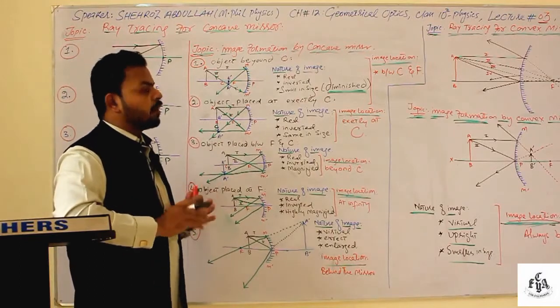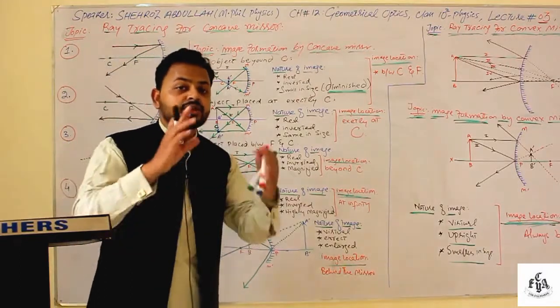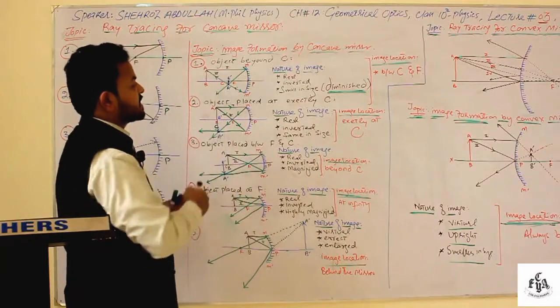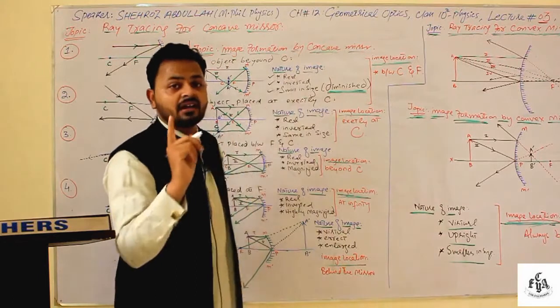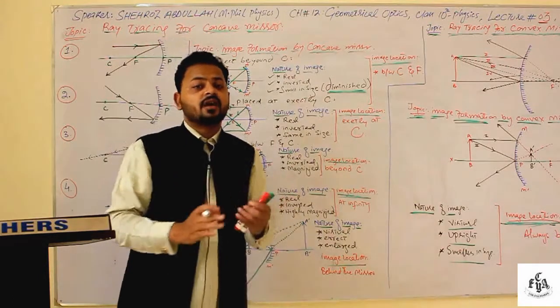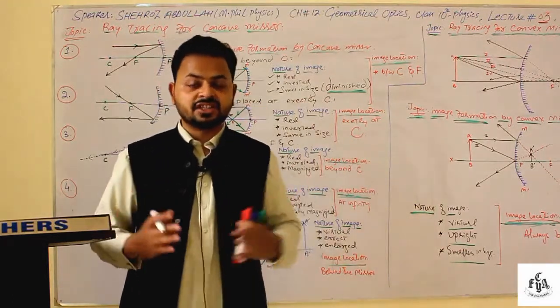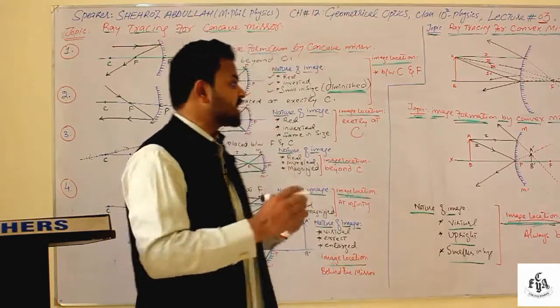Now the image formed, what will be its nature? Do remember, in this case the image will be real, inverted, and smaller in size. Another word for smaller in size is diminished. Diminished means smaller in size.